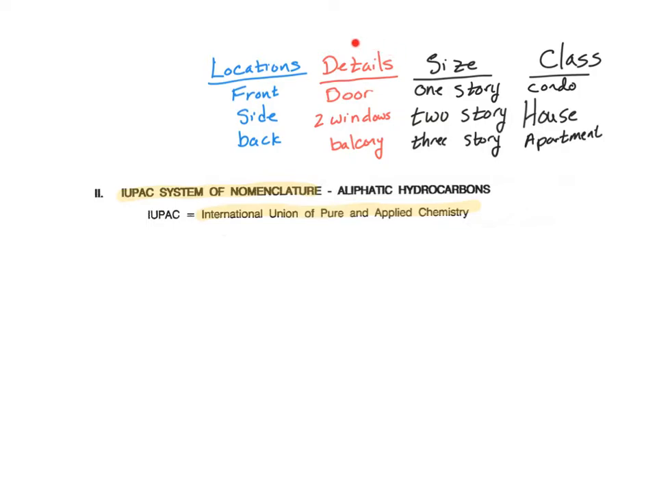In front of that, we'll put in some details. It has a door, it has 2 windows, it has a balcony, wherever they are. And finally, you need to tell the locations. The locations tell us where the detailed parts are and sometimes where the class of compound is identified. So the location is very important to identify where all of the details and the class of compound might be found.